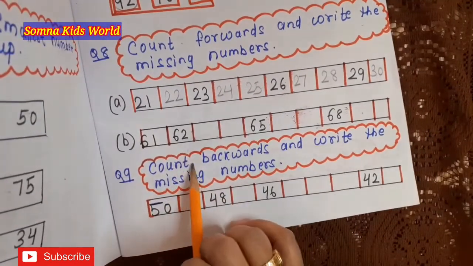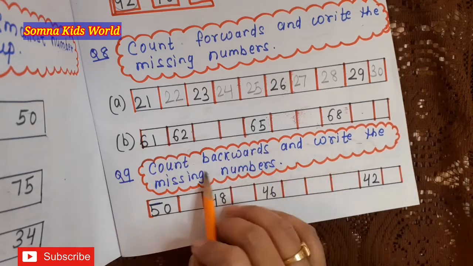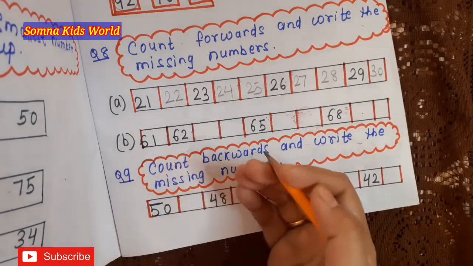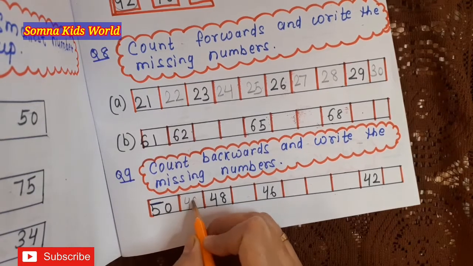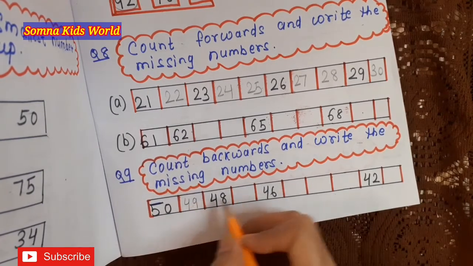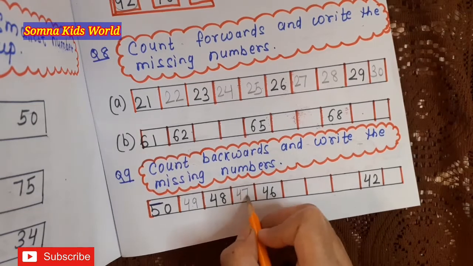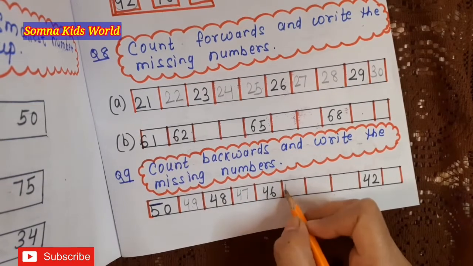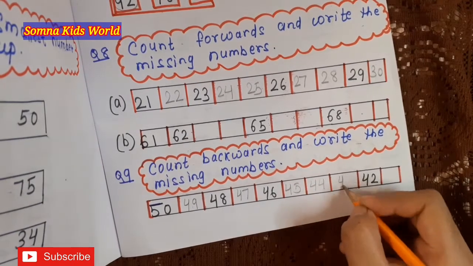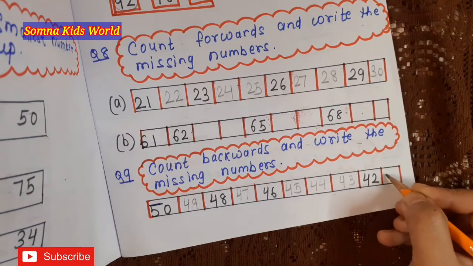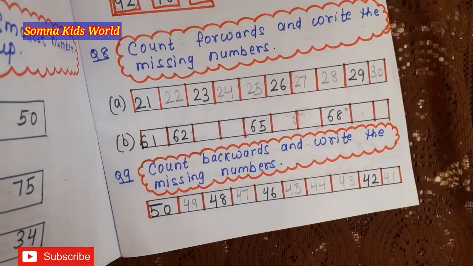Next one is count backwards and write the missing numbers. Here they have to count backwards. 50. So before 50, 49, 48, 47, 46, 45, 44, 43, 42, 41.